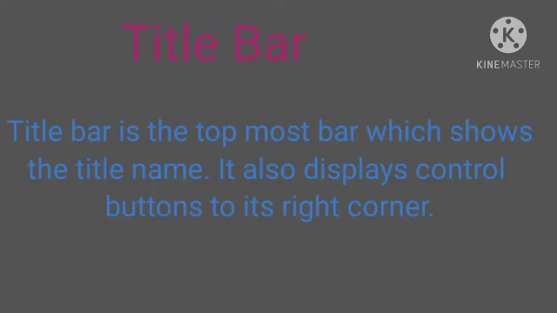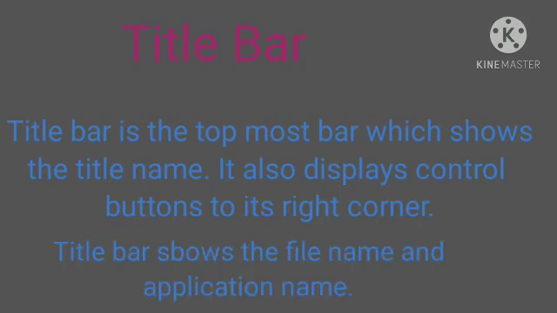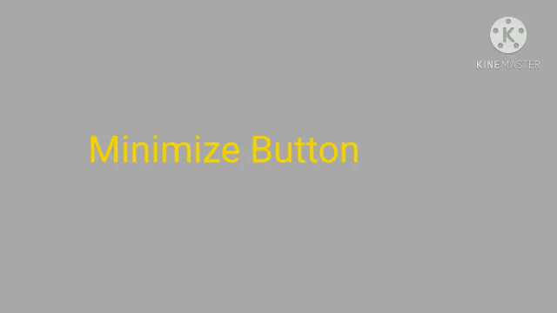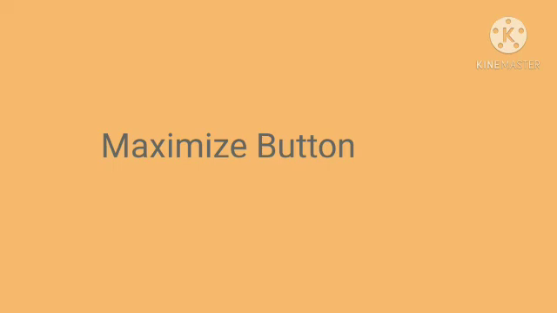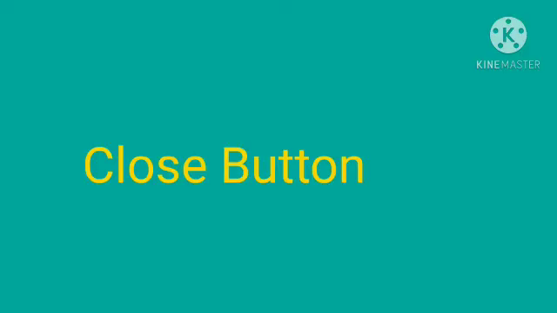Title bar. Title bar is the topmost bar which shows the title name. It also displays control buttons at its right corner. Title bar shows the file name and application name. Minimize button. Minimize button is used to minimize the window. Maximize button. Maximize button is used to maximize the window. Close button. Close button is used to close the window.